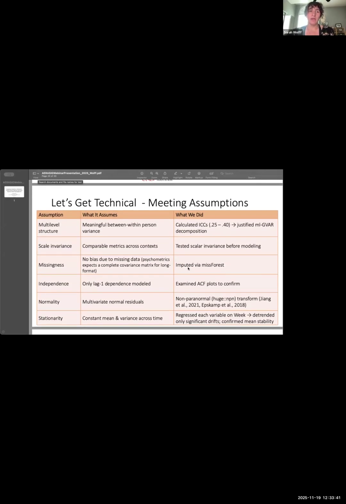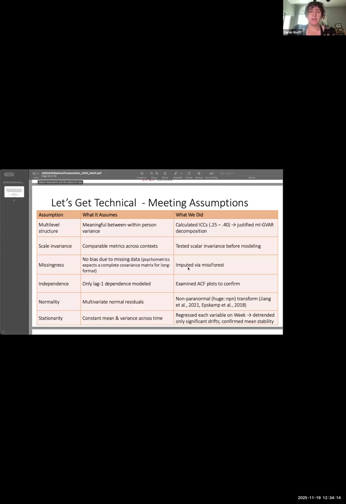for these models. So we made sure that we had true multi-level structure. We needed to calculate ICCs to make sure that we weren't having instructor effects, things like that. We tested scale invariance. We didn't have any indication that we had patterns of missingness that were violating our assumptions of MAR.